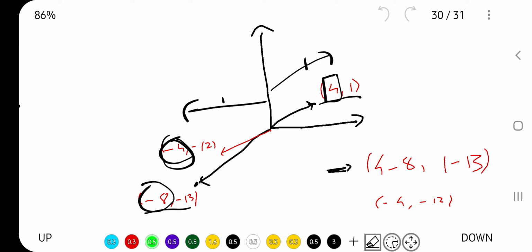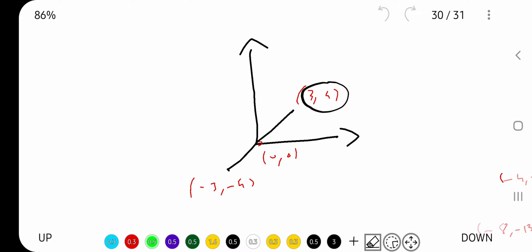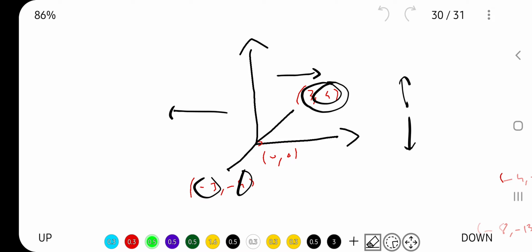So it will be -4 here, and the same thing goes for 1 and -13. 1 is here and -13 is here, so our resultant force will be 1 minus 13, which is -12. So this is the resultant force, it's not equal to 0. On the other hand, we can see that the force acting here is 3 in this direction and -3 in this direction, so they cancel each other. Same thing goes for 4 as well, so it is 4 here and -4 here, so the resultant force will be 0, right? So it will stay in the same position.